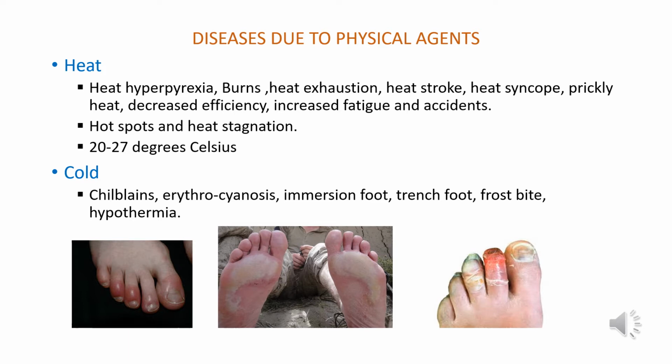So 20 to 27 degrees Celsius is considered to be the appropriate temperature for workers. Anything exceeding 27 degrees Celsius is considered to be excessive heat. Then second one is cold. Among the physical agents that can result in many of the occupational diseases, cold can result in chilblains, in erythrocyanosis, in immersion foot, in trench foot, in frostbite, and in hypothermia. So these are all the conditions that may result due to extreme cold in an occupational environment.